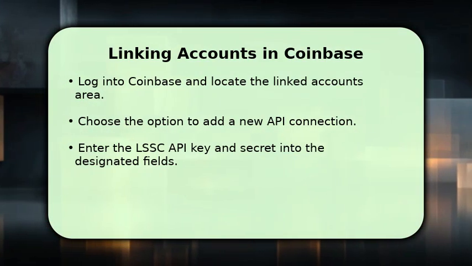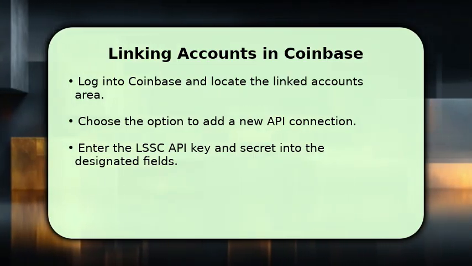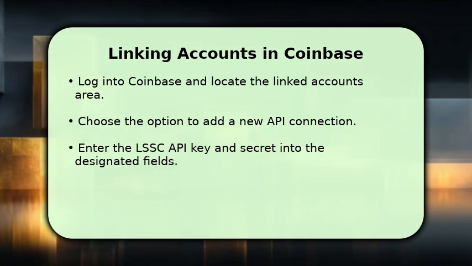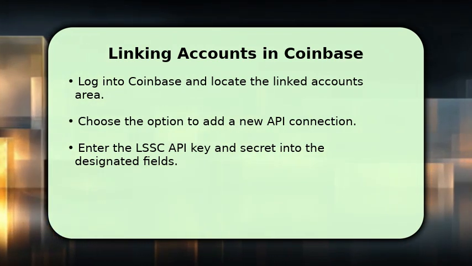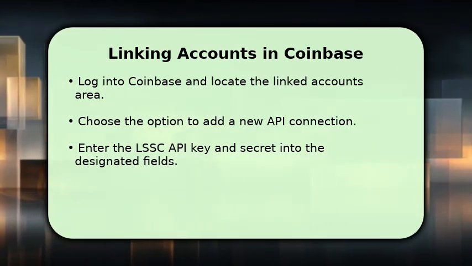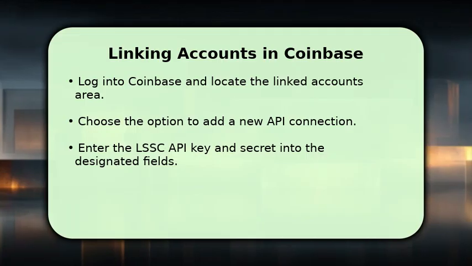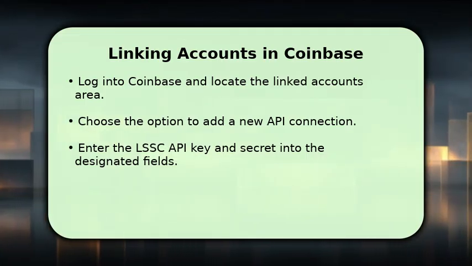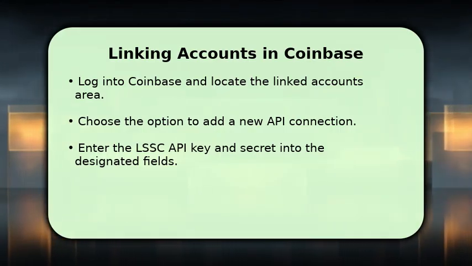With your API keys ready, log into your Coinbase account. Head to the Settings or Profile section and look for Linked Accounts or API Connections. Select the option to add a new connection. You will then be prompted to enter the API key and API secret you generated from your LSSC account. Double-check these entries for accuracy to avoid any connection errors.